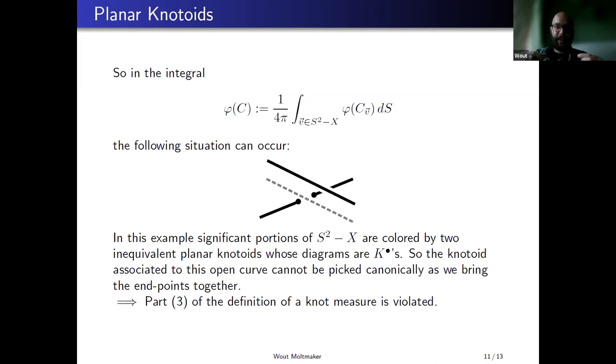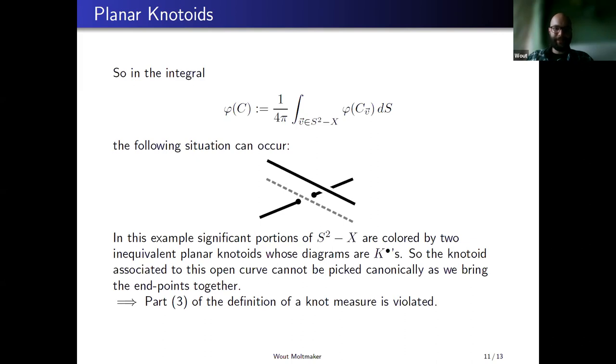So what ends up happening is, as I bring the endpoints together, I cannot obtain a dominant knotoid out of the open curve. Right, even if the endpoints are very, very close together, I can still look at it from two different angles and get two different knotoids.